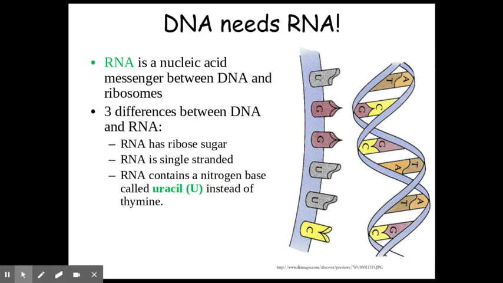So RNA is a nucleic acid just like DNA, except that it has a couple of differences. One of those differences is that instead of deoxyribose sugar, it has ribose sugar. And another difference is that RNA is single stranded, not double stranded. And the last difference is that RNA contains the nitrogen base uracil, which is represented with a U, instead of thymine, which is represented with a T in DNA. So instead of adenine bonding to thymine, it bonds to uracil.